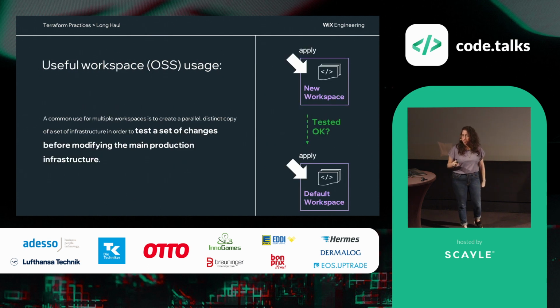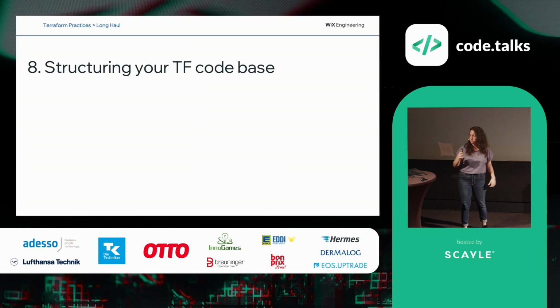And at least we can think about one useful and classic usage for Workspaces, like a side branch. You can create a new workspace, test out your code, apply, see it all looks good and behaves correctly, and then just apply it back on the default workspace.